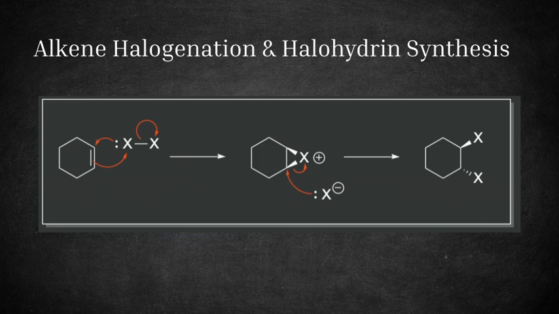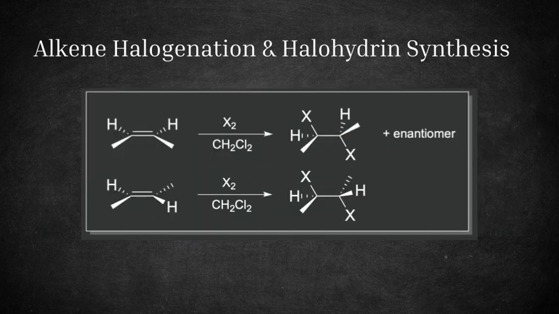The overall result is the anti-addition of two halogen atoms across the double bond, yielding a vicinal dihalide. The stereochemical outcome depends on the geometry of the starting alkene. A cis-alkene produces a pair of enantiomers, while a trans-alkene forms a meso compound.